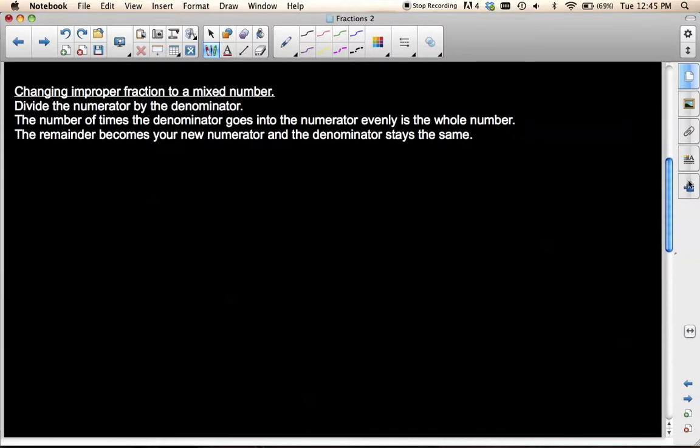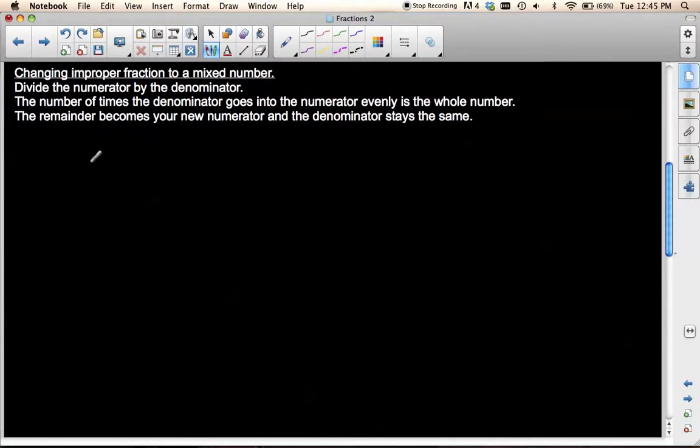Now let's look at changing an improper fraction into a mixed number. So if we have an improper fraction, let's say our improper fraction is 11 over 8. They tell us the first thing we need to do is divide the numerator by the denominator.